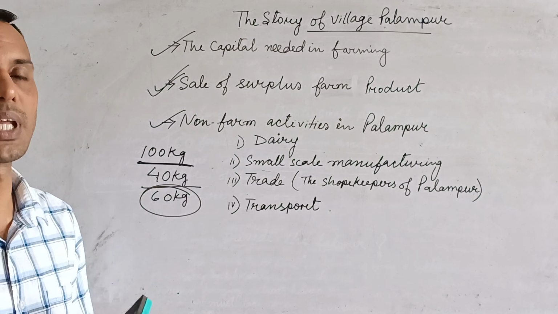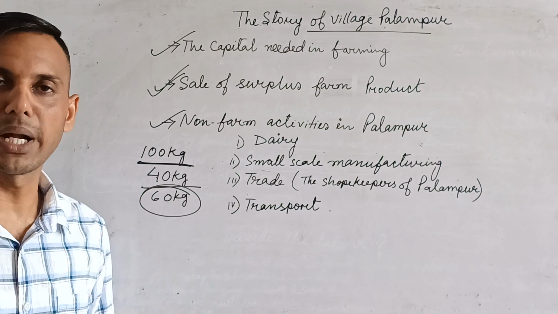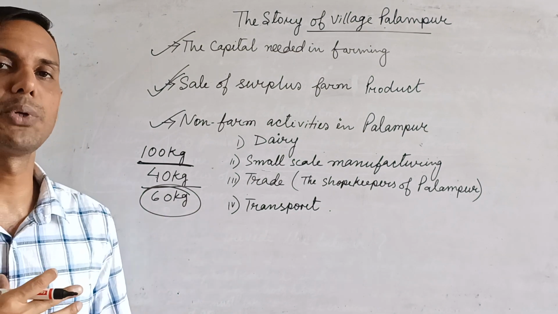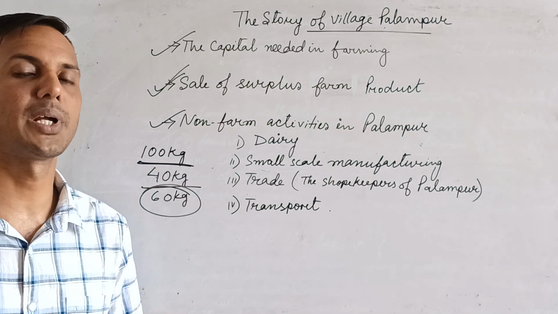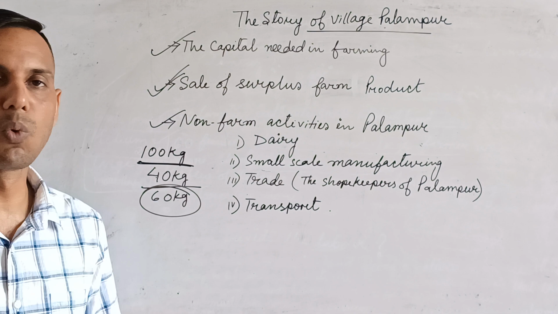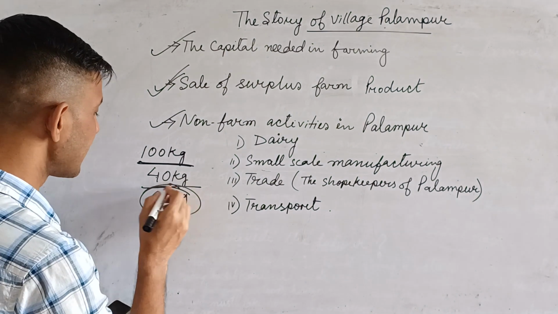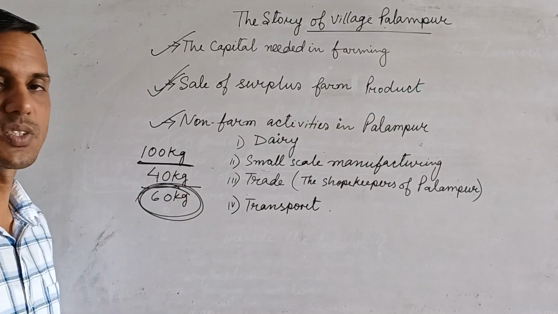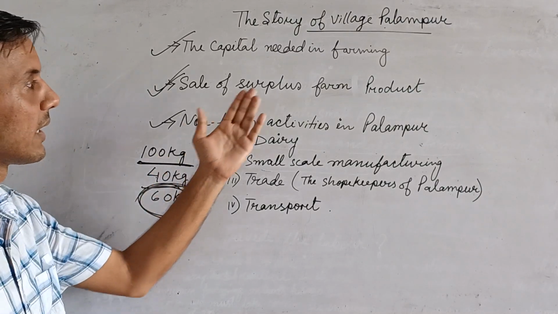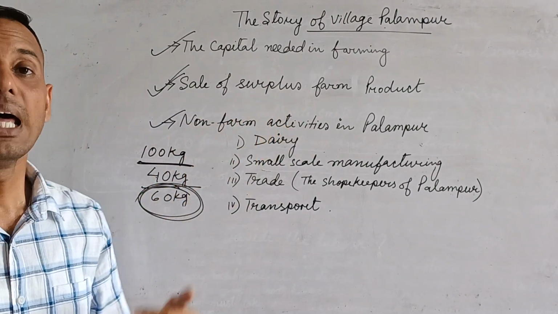Now you are ready to sell in the market. So why will you sell in the market? To get the money. This is the example of commercialization. What is the problem with us? We don't have an idea about commercialization. So that's why we are not able to produce more and we are not able to sell in the market. This 60 kg is called the surplus product. When you have more surplus product, then you will get more profit. When you have less surplus product, then you will get less profit.